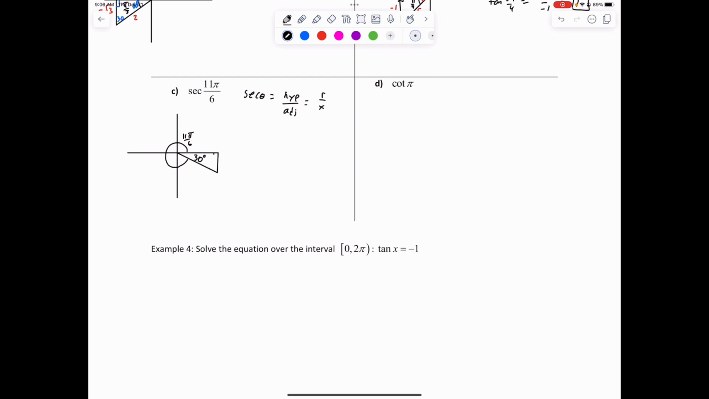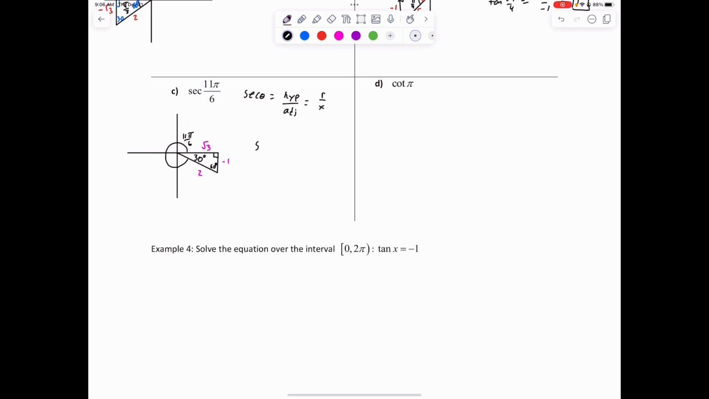So I have a 30-60-90 triangle again, so we'll fill that in. This is going to be radical 3, -1, because the y value is going in the negative direction, we're going down, and a radius of 2.